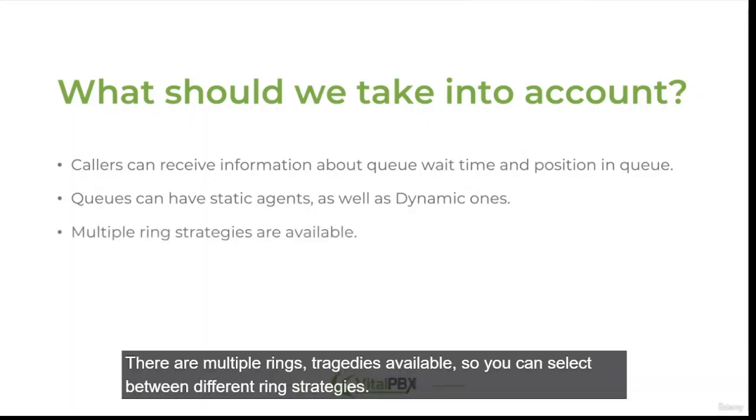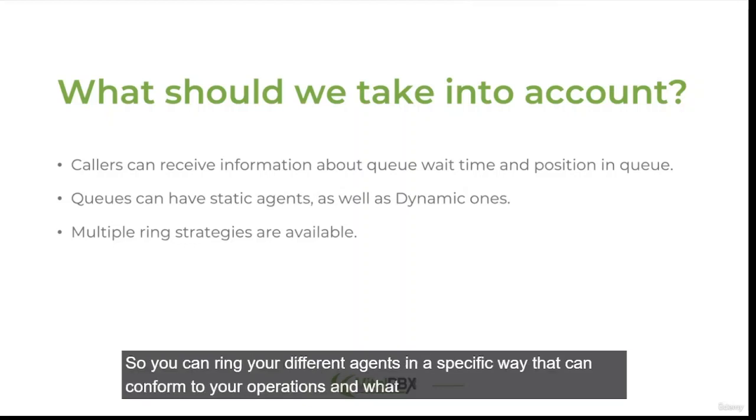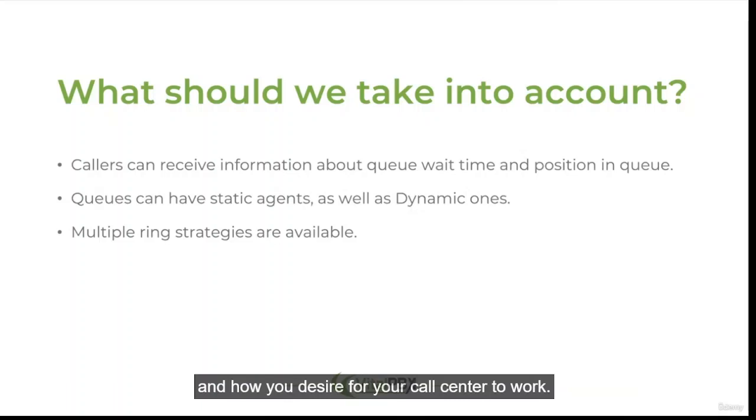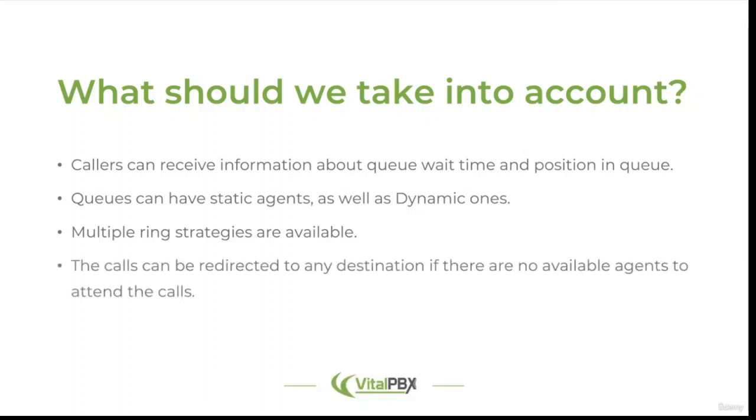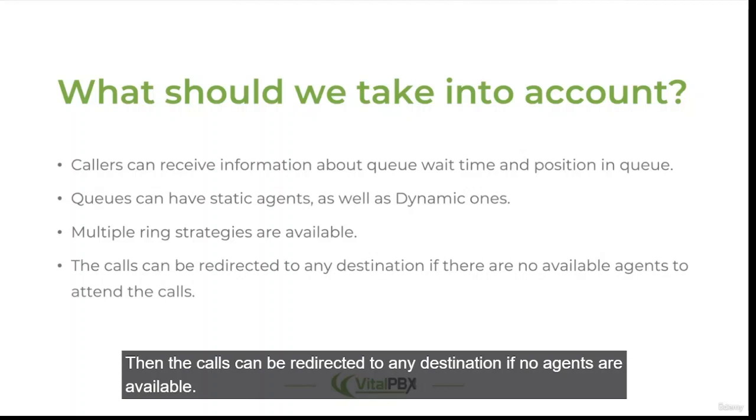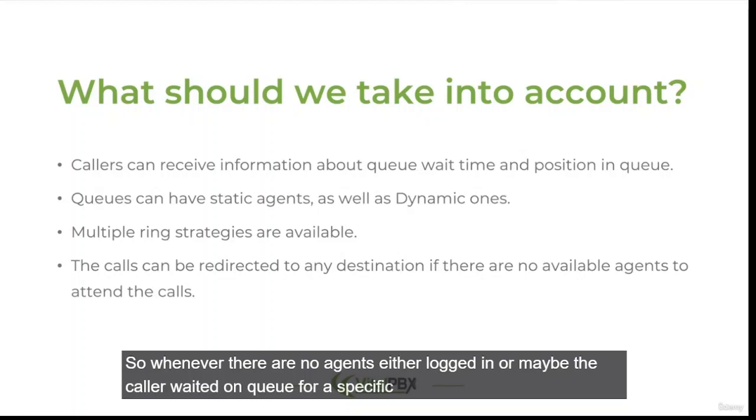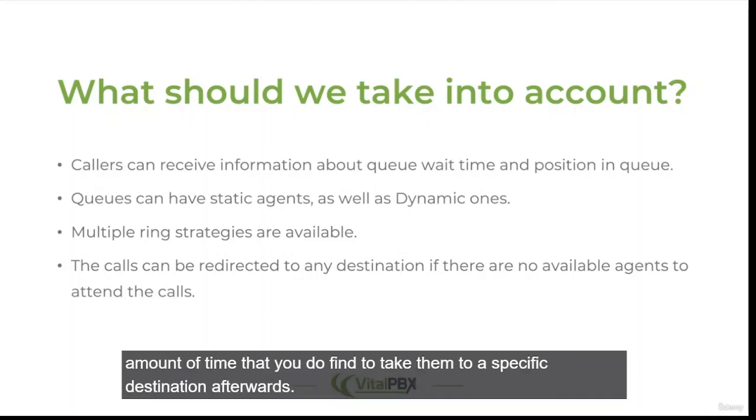There are multiple ring strategies available, so you can select between different ring strategies. So you can ring your different agents in a specific way that can conform to your operations and how you desire for your call center to work. Then the calls can be redirected to any destination if no agents are available. So whenever there are no agents either logged in or maybe the caller waited on queue for a specific amount of time that you defined, to take them to a specific destination afterwards.